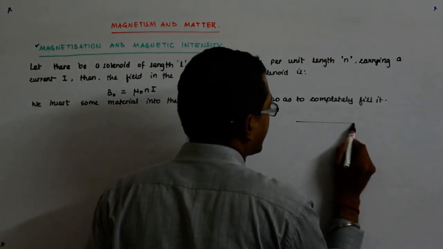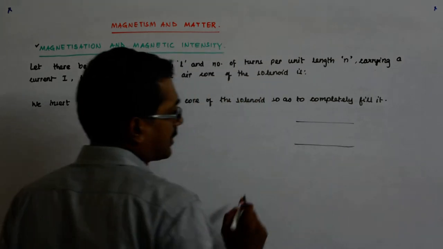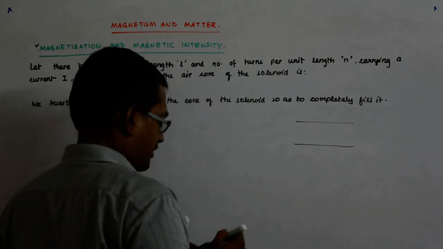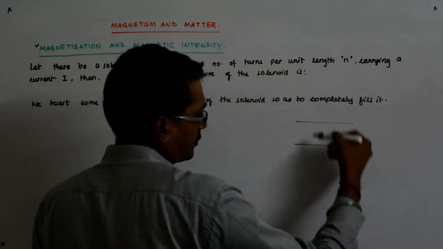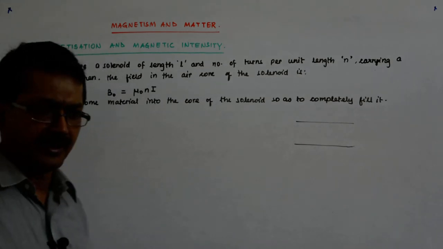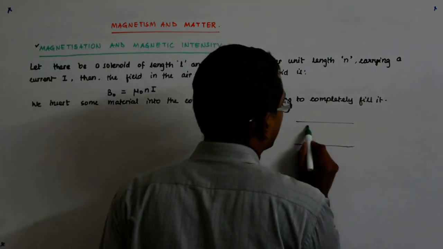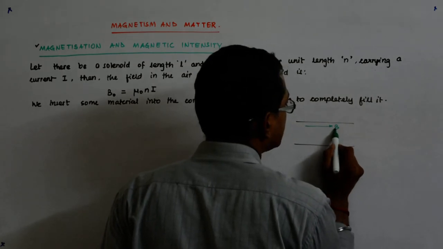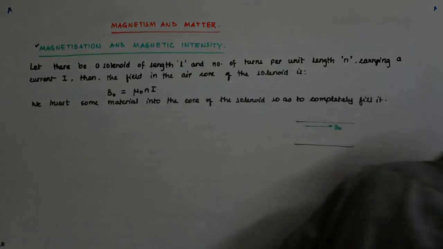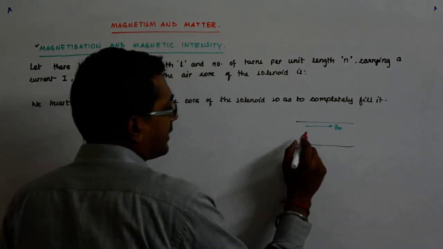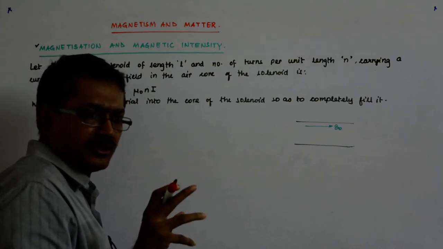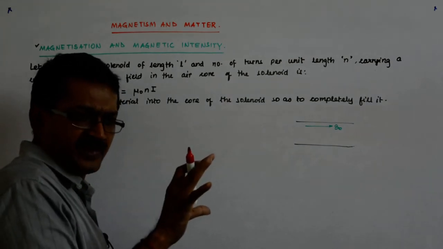So what happens, let's say this is a solenoid, it was till now air cored, and what I do, I insert some material inside it. And obviously I have not shown you the wires and the external connection due to which you are getting a field in there. So maybe it has a field B naught. Okay. Now what happens when I insert that material inside? It's now fully filled. So if it was a cylindrical core solenoid, it is fully filled with a cylinder.